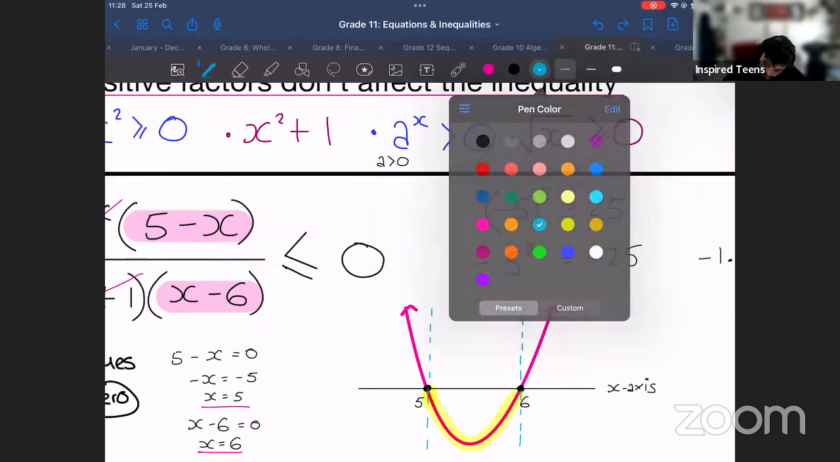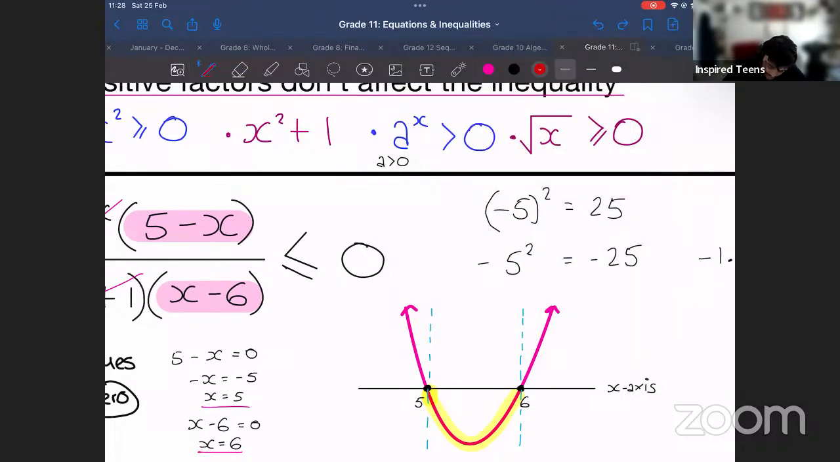So whenever I start a question, if I have a denominator, my first thing should be to identify my restrictions. My restriction is that x minus 6 cannot be equal to 0. Why? Because of the reason I just mentioned. If the denominator is 0, we're going to have undefined. So the denominator cannot be equal to 0.